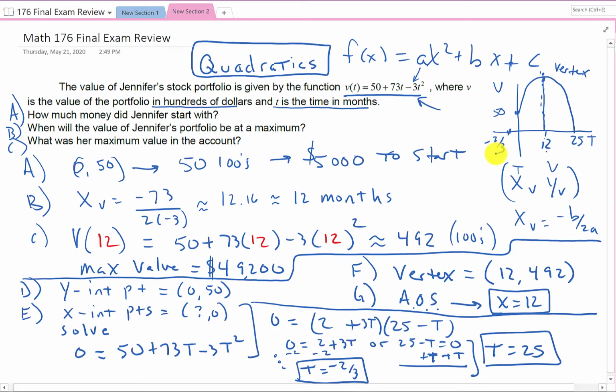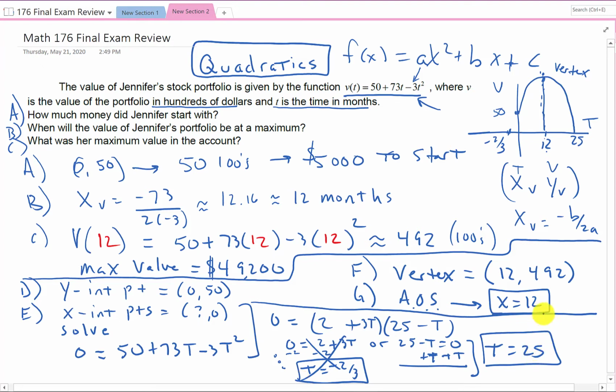Now remember, the horizontal axis represents time. So negative 2/3 months before the investment happened doesn't make sense in the word problem. It is a 0 for the quadratic equation, but it's not a solution in this physical application, so we can throw that solution out in this context. But definitely there is a 0 at 25.